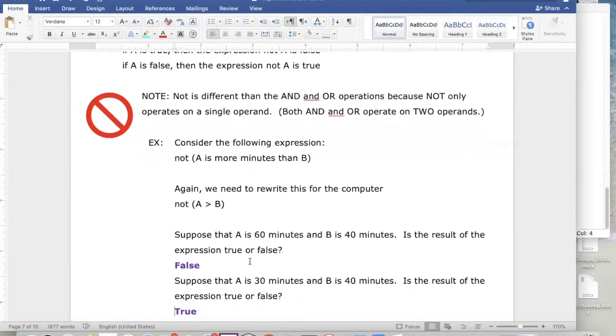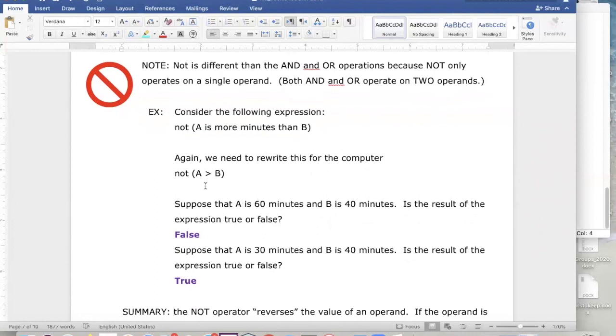So let's look at the possibilities of how this might get evaluated. We might have a true answer inside the parentheses or a false answer inside the parentheses. So suppose that A is 60 minutes and B is 40 minutes. So is 60 bigger than 40? That's true, so the part inside the parentheses here will be true. And then when we apply the not operation to it, our overall answer is going to be false.